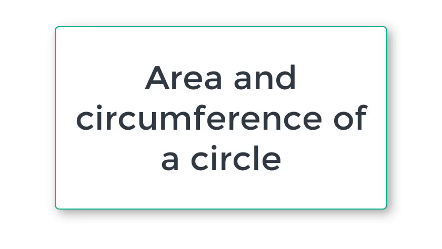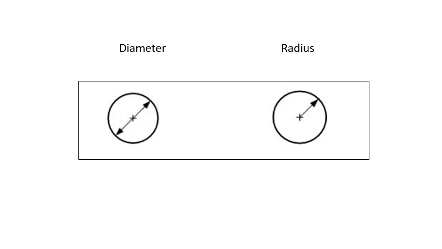This topic is finding the area and circumference of a circle. First of all, let's start off with some definitions.